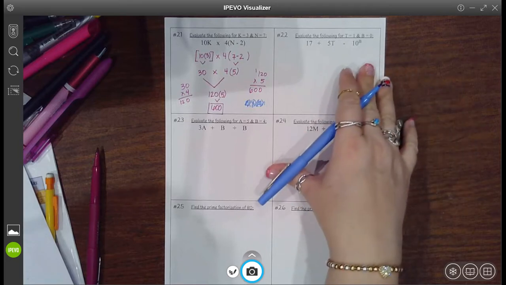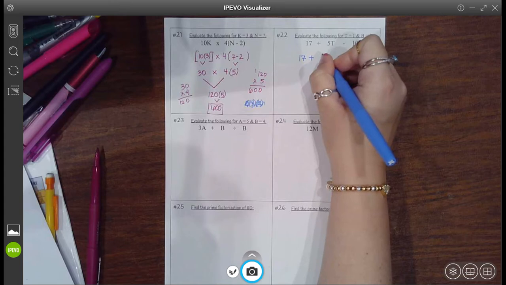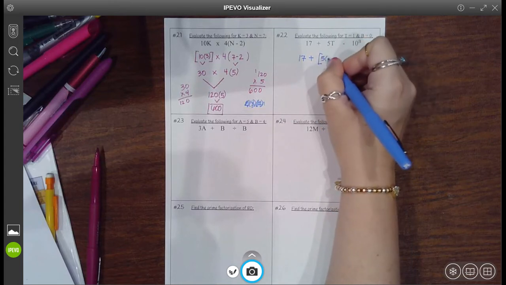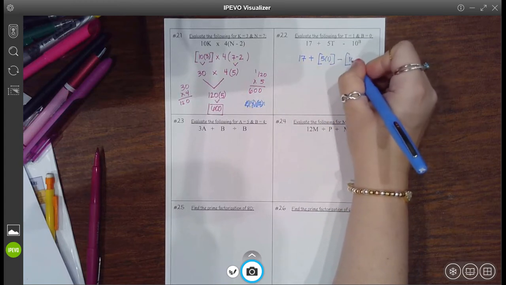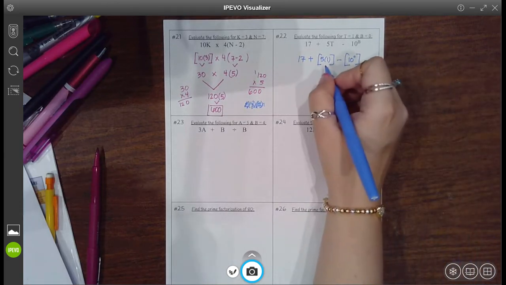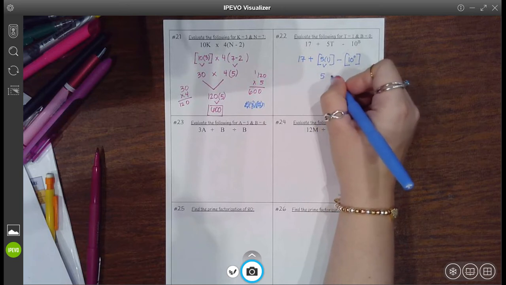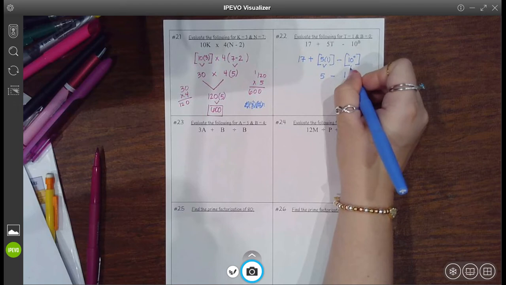This one, you have 17, one singular term, plus, okay, let's focus on this term, 5 times t, which is 1. Okay, minus this term, which is 10 to the 0 power. Okay, so let's simplify inside of these brackets. 5 times 1 is 5. And anything to the 0 power is 1.